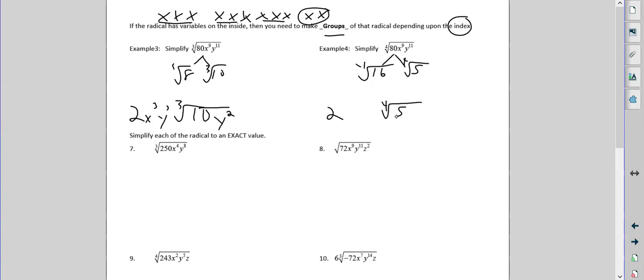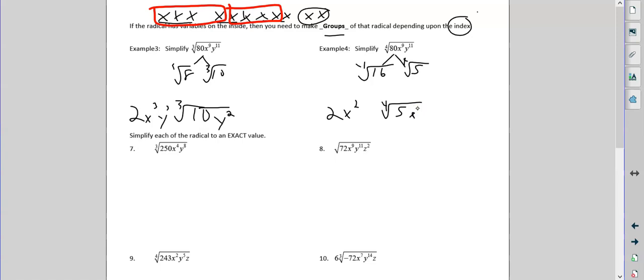Now x to the 9, this time we're looking at groups of 4. If we went back to our original 9, here's one group of 4. Here's 2 groups of 4 with 1 left over. So my x is 9 divided by 4 is 2, and there's going to be 1 left over because 2 times 4 is 8 plus 1 is 9.